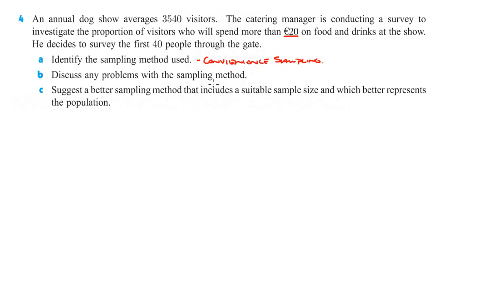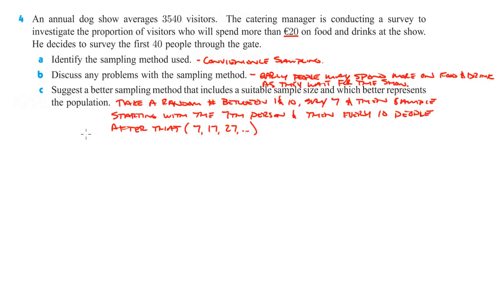Okay. And then C, suggest a better sampling method that includes a suitable sampling size, which better represents the population. That's where you'd want to take maybe systematic sampling. So it's like, I'm going to take every 10th person that comes through the gate, and then maybe even, I'm going to start with the 7th person, and then count every 10 after that, something like that. Okay. Okay, so here's our answer written down just so that we've got a record of that.